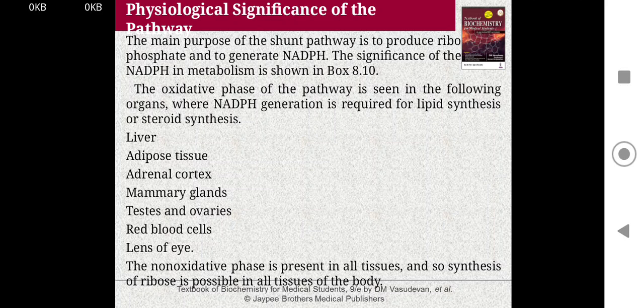The oxidative phase of the pathway is seen in the following organs where NADPH generation is required for lipid synthesis and steroid synthesis: liver, adipose tissue, adrenal cortex, mammary glands, testes, ovaries, RBC and lens of the eye. The non-oxidative phase is present in all tissues. The synthesis of ribose is possible in all tissues of the body.